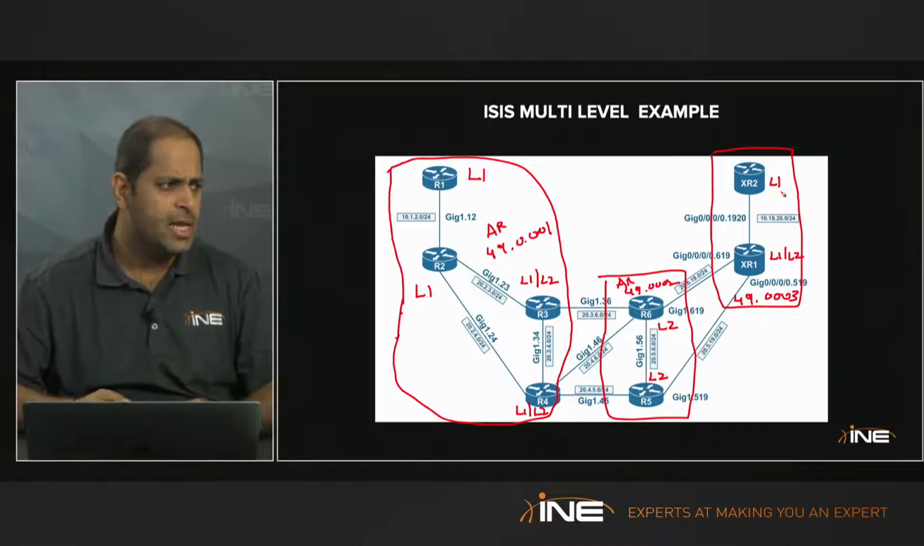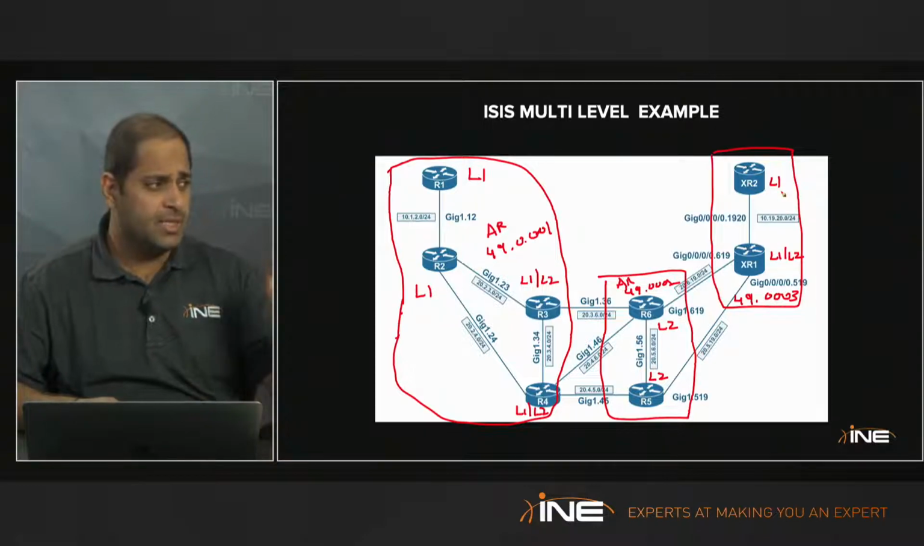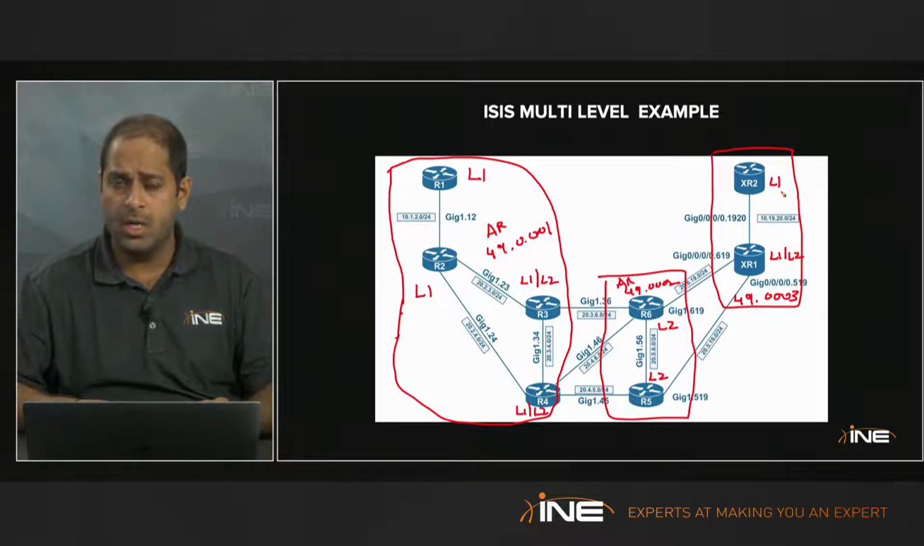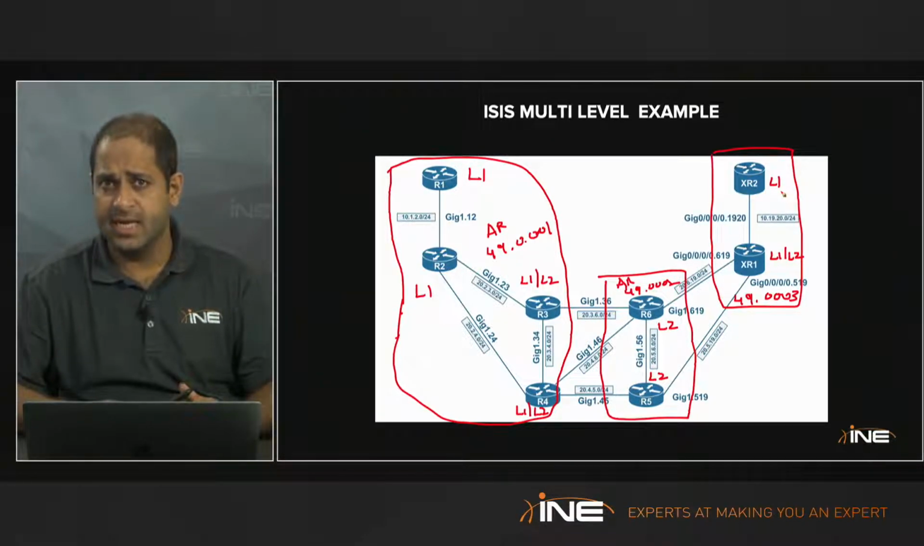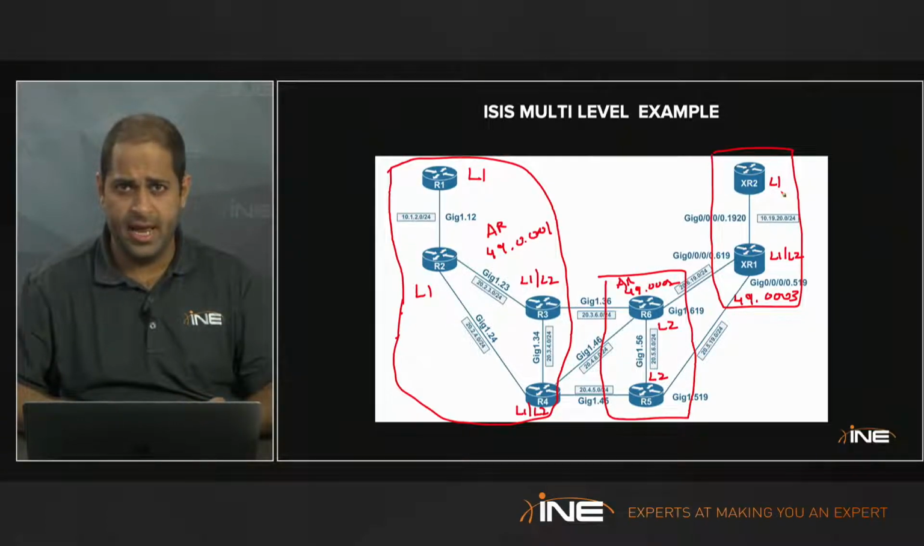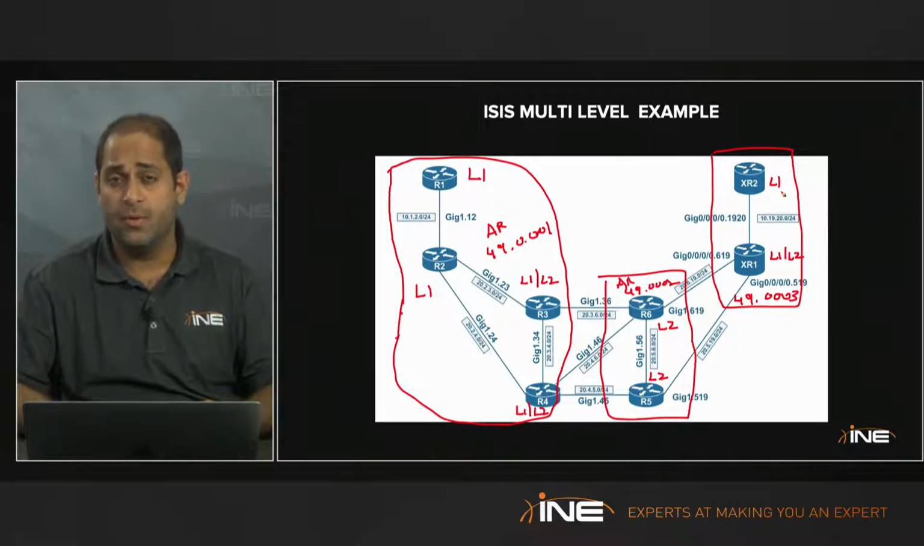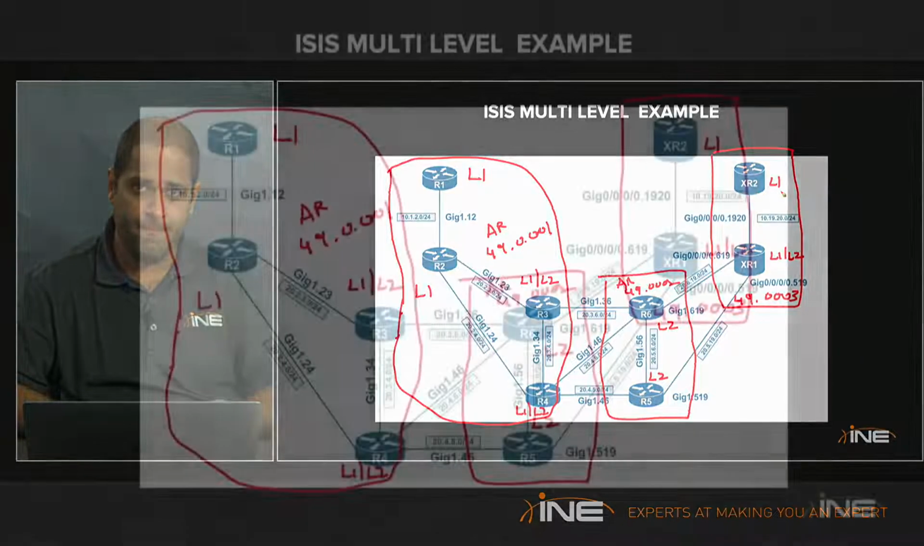So let's try and implement this. I will start off with router 1 and configure router 1 with ISIS. ISIS has not been configured yet. The only thing which is configured is IP addressing. So I will implement ISIS on R1 and change the IS type to be level 1.